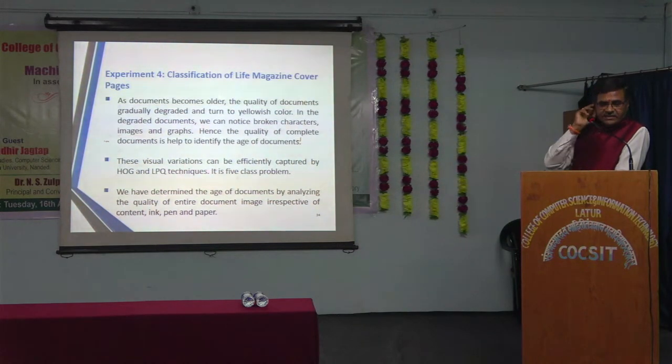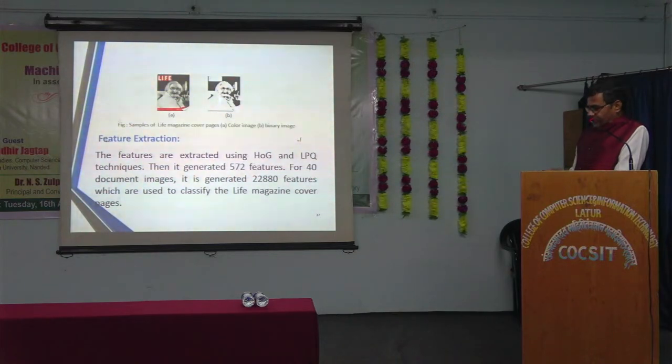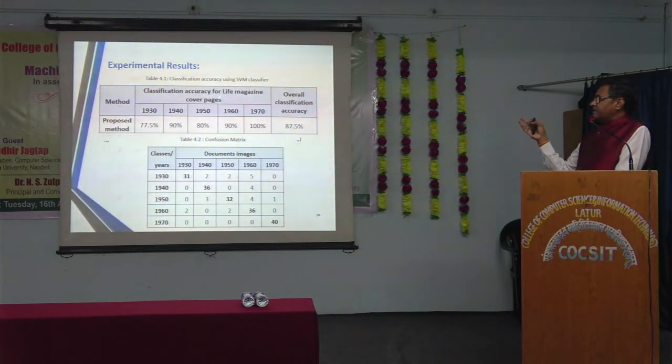This is the proposed method on the LIFE magazine data set, which is publicly available. Here, based on the character, we have classified the different data, directly from magazine cover pages. Here, 572 features we have extracted using HOG and LPQ, histogram of oriented gradients as well as the local phase quantization technique. Combining these, 572 features for each of the 40 document images, we computed and classified using 22,880 features. So these results are there. Somewhere you may get confused by the results, because only when you know the domain of the problem will you understand. I am simply showing you what we did.